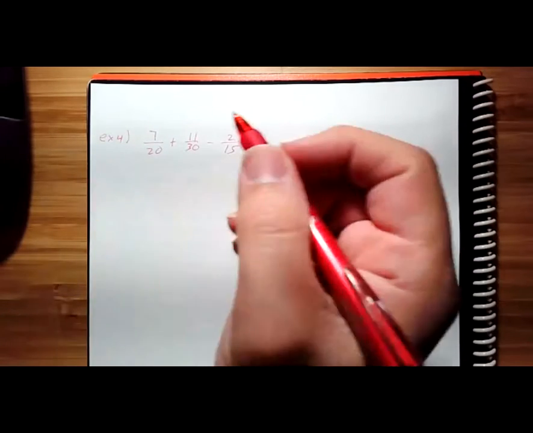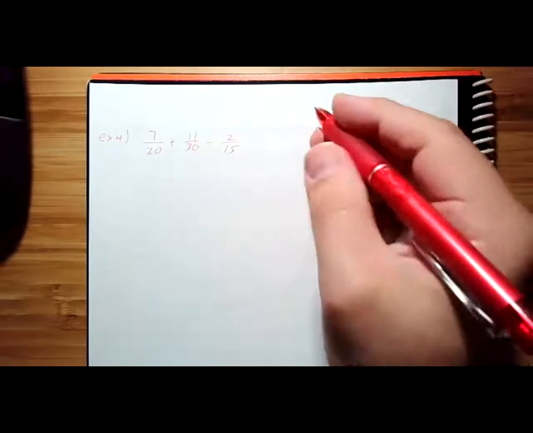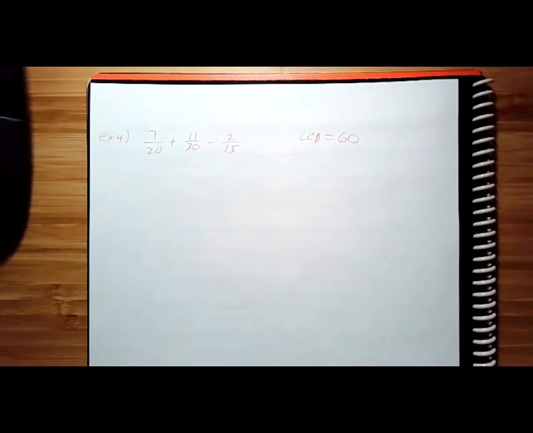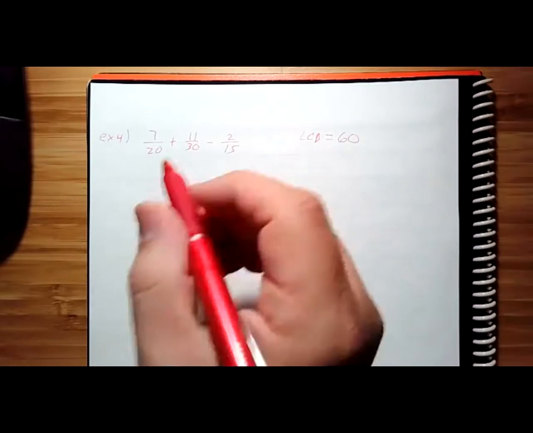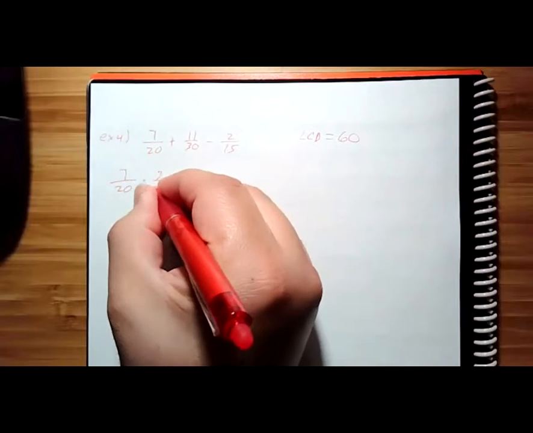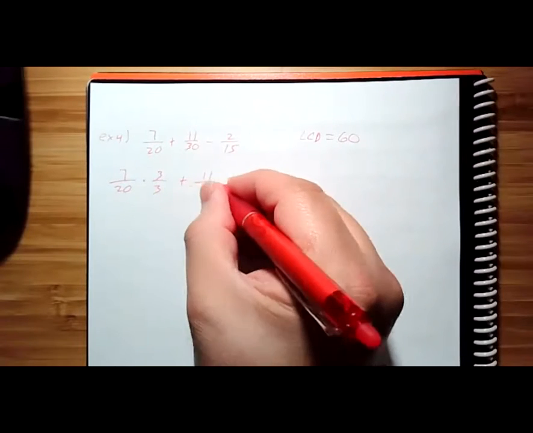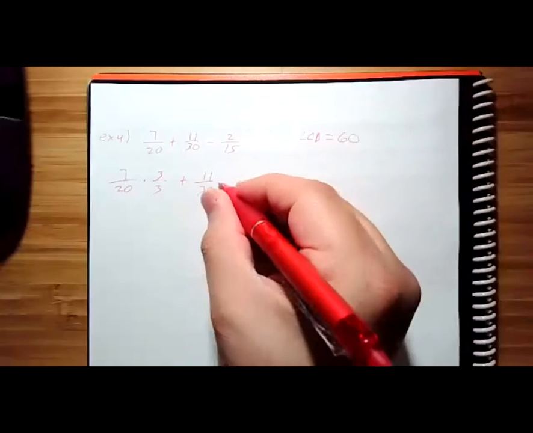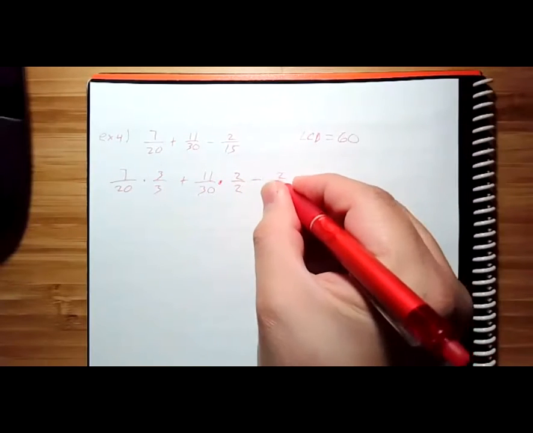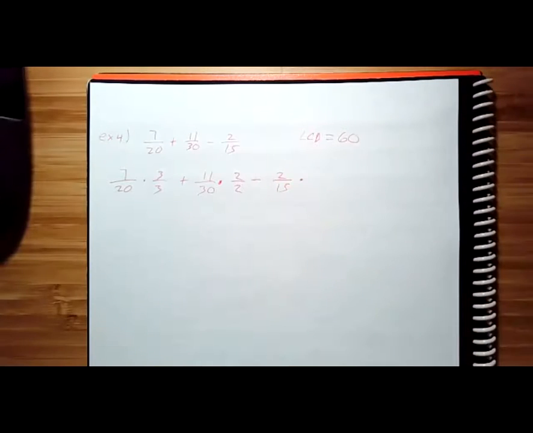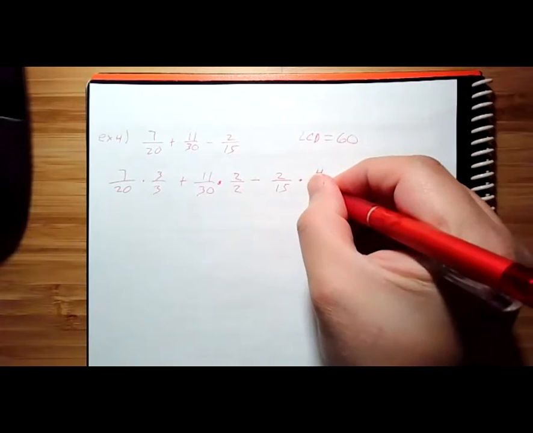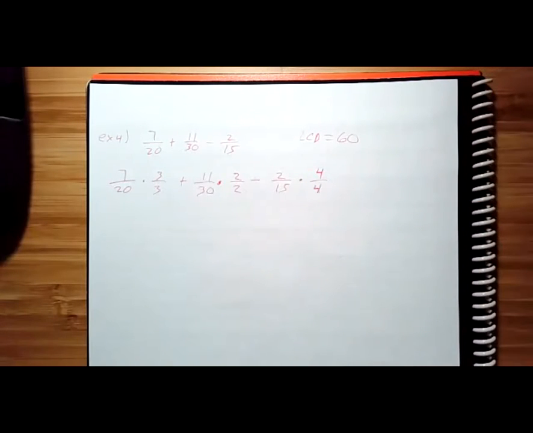So what should I multiply the first fraction by? Because we said that the LCD was 60, correct? Yeah, you would multiply by 3. Yeah, this one needs a 3, right? 7 over 20 times 3 over 3. Now what about the 11 over 30? By 2. And the 2/15? By 4. Yeah, 4. This will make them all into denominators of 60.